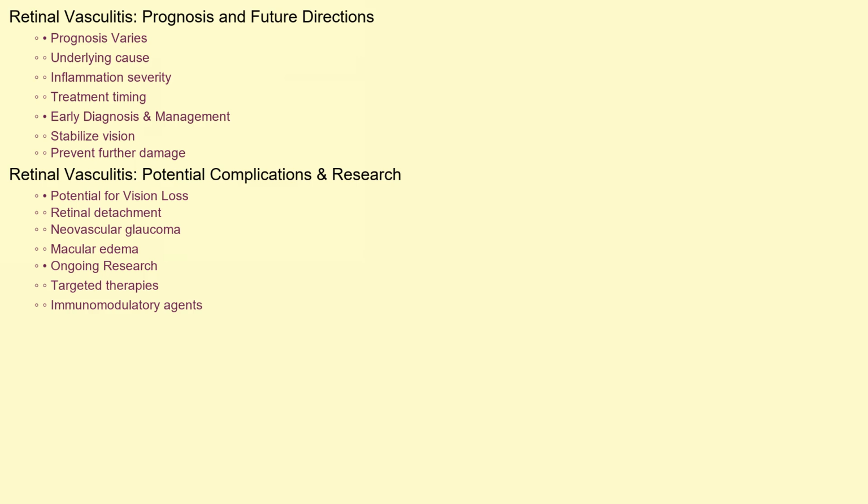The prognosis for retinal vasculitis varies depending on the underlying cause, the severity of the inflammation, and the promptness of treatment. Early diagnosis and effective management can often stabilize vision and prevent further damage. However, in some cases, retinal vasculitis can lead to permanent vision loss due to complications like retinal detachment, neovascular glaucoma, or macular edema. Ongoing research is focused on developing new and more effective treatments, including targeted therapies and immunomodulatory agents, to improve visual outcomes for individuals with this challenging condition.